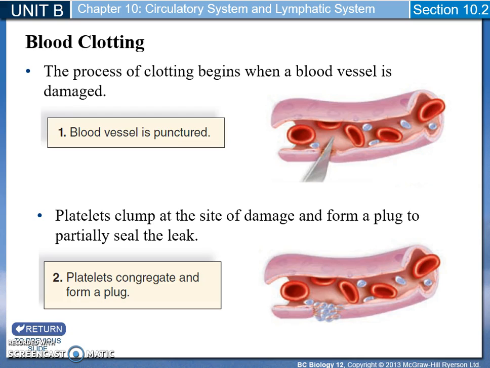So here, this is illustrating the clotting process. When you have a blood vessel that's punctured, then platelets will clump at the site of damage and form a plug to partially seal the leak. And so you can see beside number 2 there, the platelets congregate to form a plug at the site of the puncture.